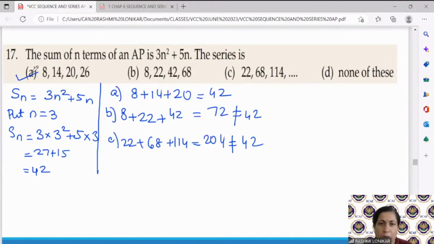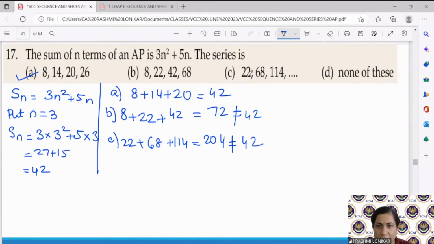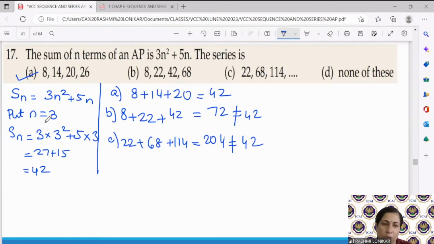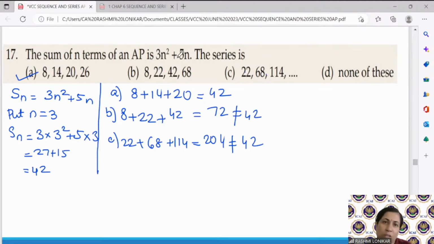Why did I take n as 3? Because here I have 1, 2, 3 terms only. So I wanted to find out for 3 terms only because I don't have the fourth term here. So I put n is equal to 3. Why? Because they are saying the sum of n terms of the AP is 3n square plus 5n. I want to find which of these three series the summation formula will be 3n square plus 5n.